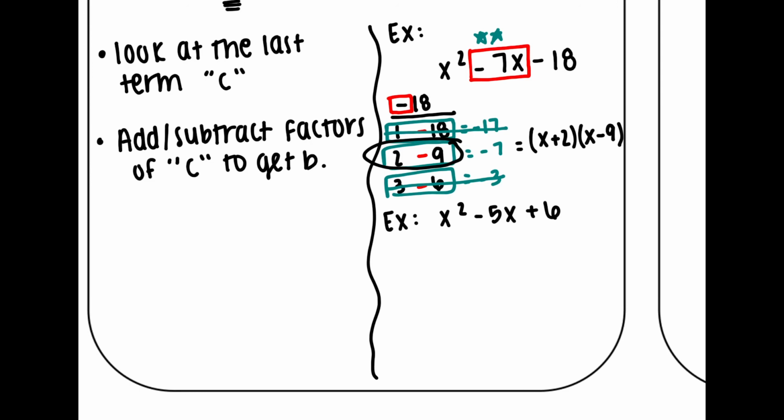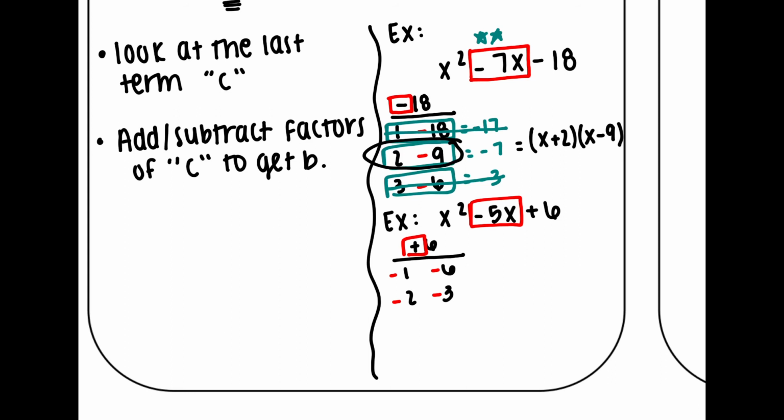So again, we look at that last number, which is positive 6. I'm going to list out my factors, 1 and 6, 2 and 3, and that's it. I now have to look at this sign up here. I told you if it's a minus sign, the signs of the numbers are different. So if it's a plus sign, they're going to be the same. And again, this middle term tells you what they're going to be. So since they're going to be the same and it's a minus 5x, both numbers get a negative or a minus sign.